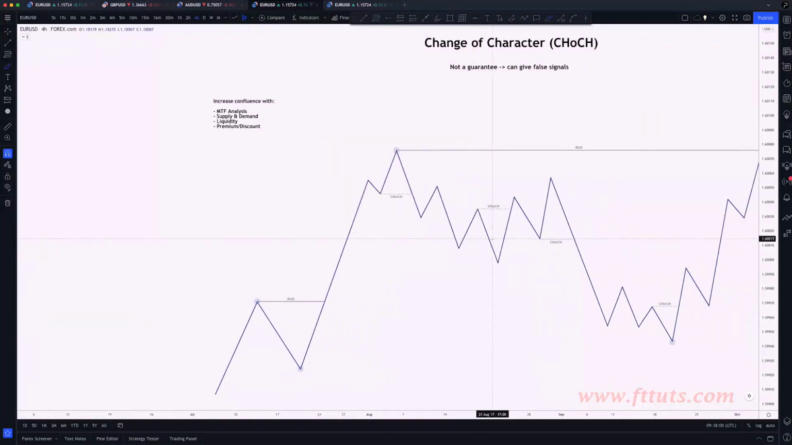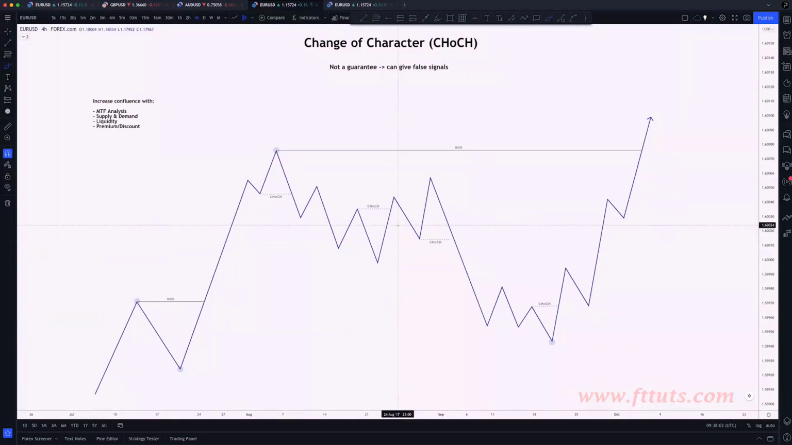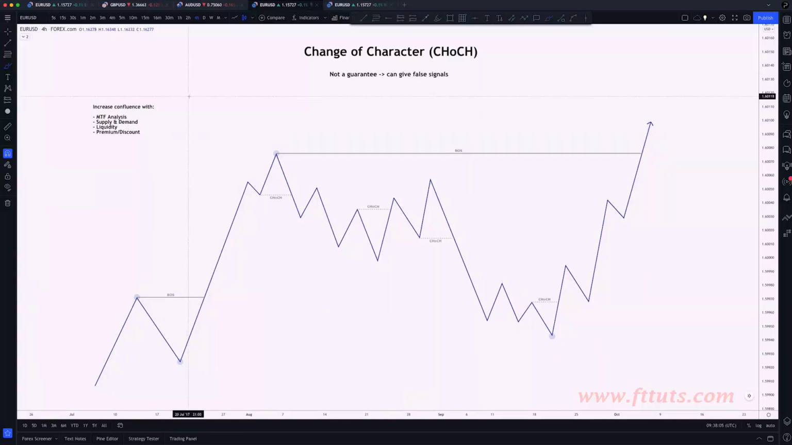Hopefully that makes sense. Now, what I want to add is changes of character are not the holy grail. Obviously, they can give you false signals, and that is why you need to pair them with other confluences that we're going to look at right in the next few videos.